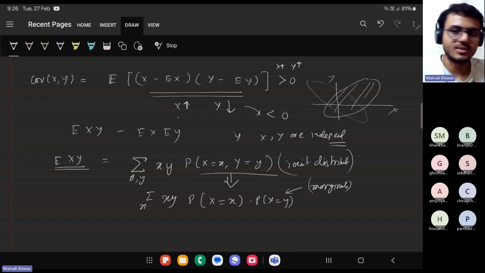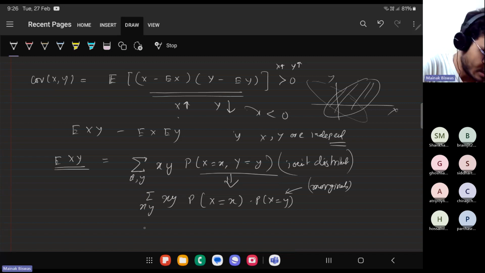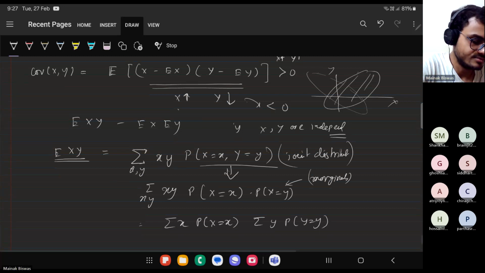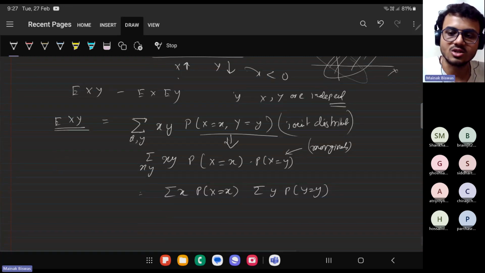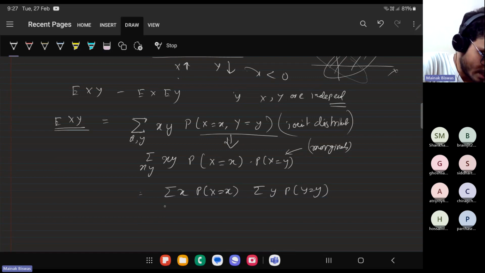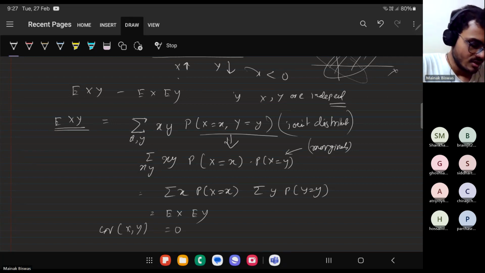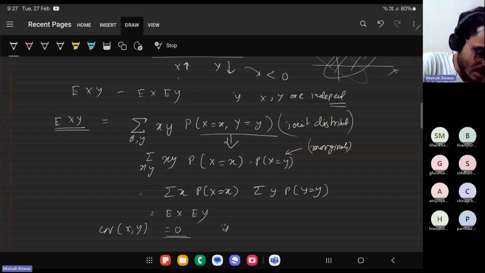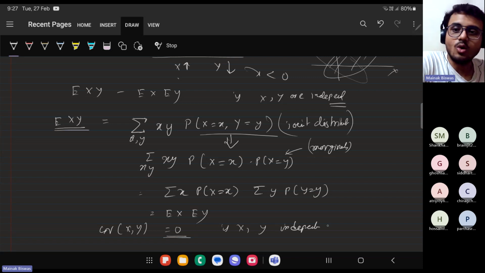Now, do you agree that the sums can be separated out? That is, x into probability of X equals x, times y into probability of Y equals y. Yes or no? Because they are independent, each does not depend on the other. So you get expected value of X into expected value of Y. So covariance of XY is equal to 0, right, if X and Y are independent.